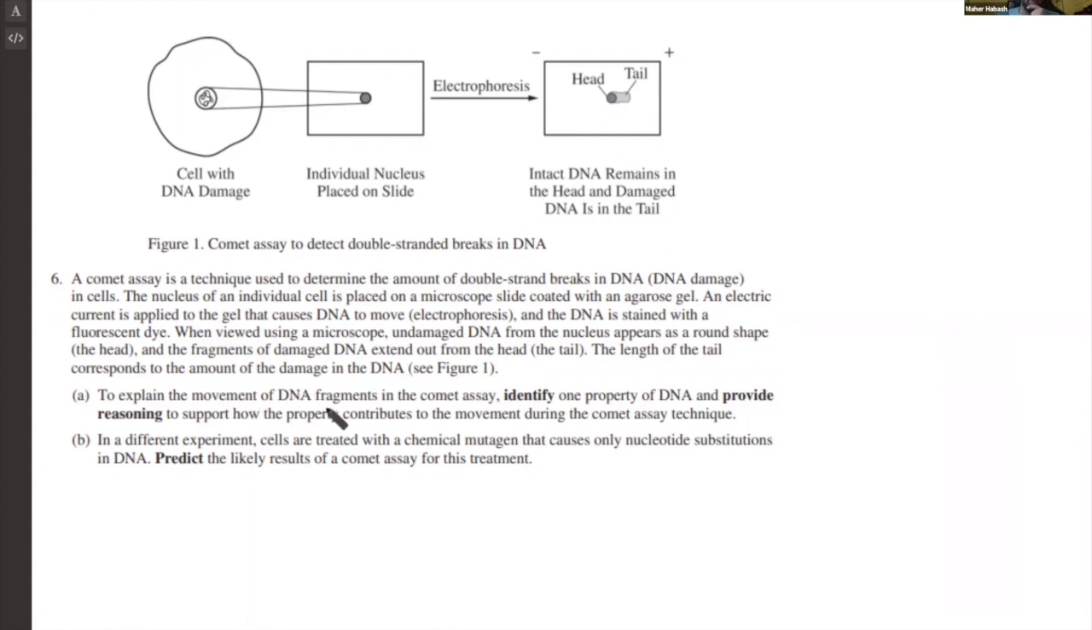To explain the movement of DNA fragments in the common assay, identify one property of DNA and provide reasoning to support how the property contributes to the movement during the common assay technique. Go ahead, give that one a try.